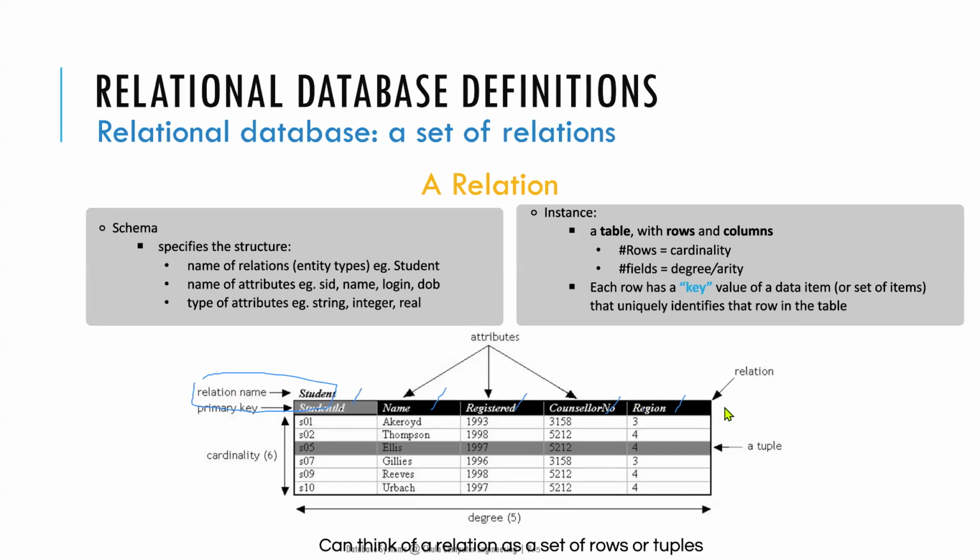Now, aside from the name of the attributes, the structure would also say that student ID is probably a string of 3 for the example here. Name is a string of however many characters you allow. Registered, you can say that this is probably the year, so it would be an integer of 4, a 4-digit integer. Counselor number, you can also have like numeral 4 or maybe it's like 4 characters, and region is some kind of number with just one numeral.